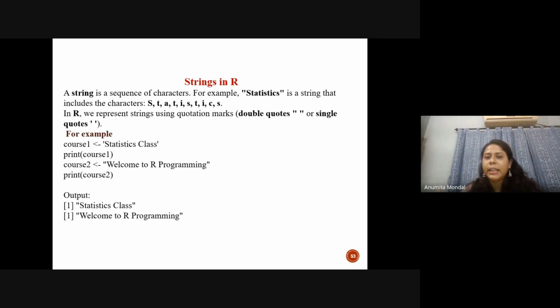Then string in R. A string is a sequence of characters. For example, we can take statistics. In this case, there are different characters. We can define the data by using double quotation marks or single quotation marks. If I write the course as statistics class, it appears as statistics class in double quotation marks. And if I want to see the double quotation, it will also come in R programming in double quotation form.